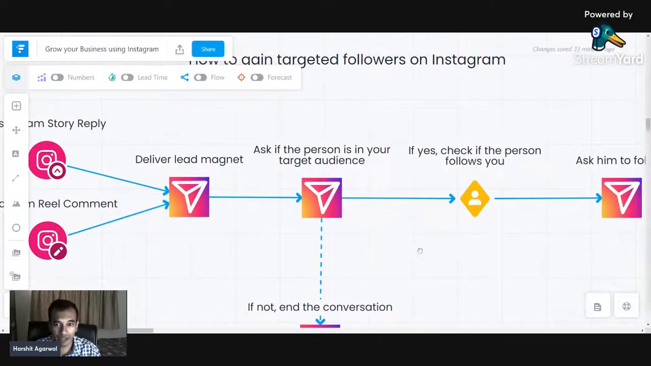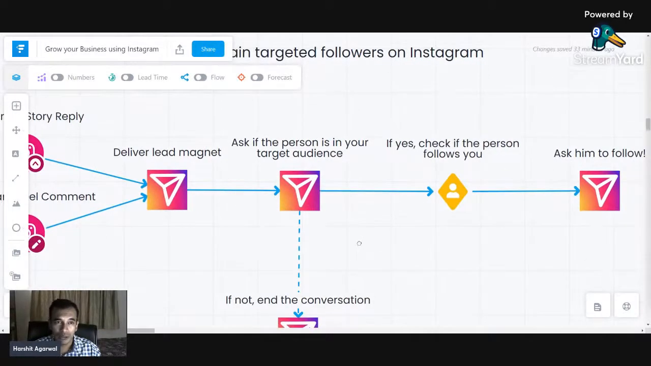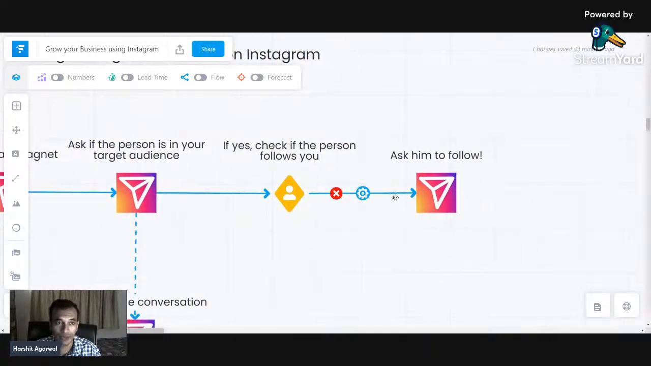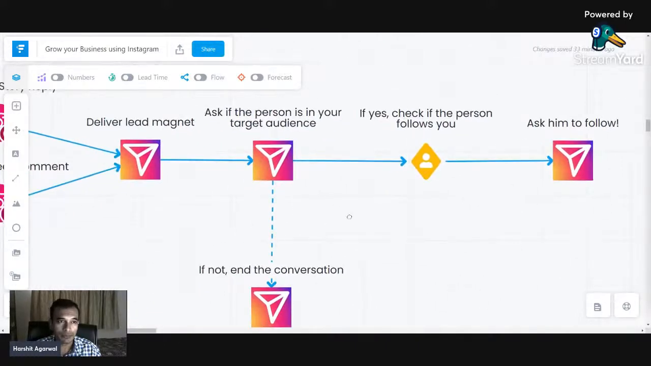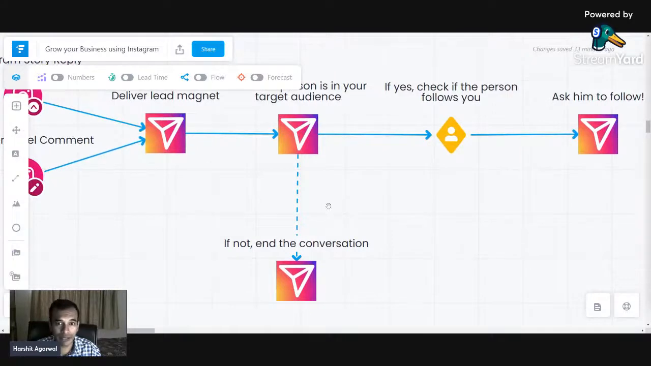And then if people answer that they belong to target audience, so suppose the person says that yes, I am a coach, I am into mindset coaching. So once you confirm that he is into your target audience, check if the person follows you or not. And if the person does not follow you, then you can ask him to follow you, and that's how you get a targeted Instagram follower. If the person does follow you, then you can thank him and end the conversation.